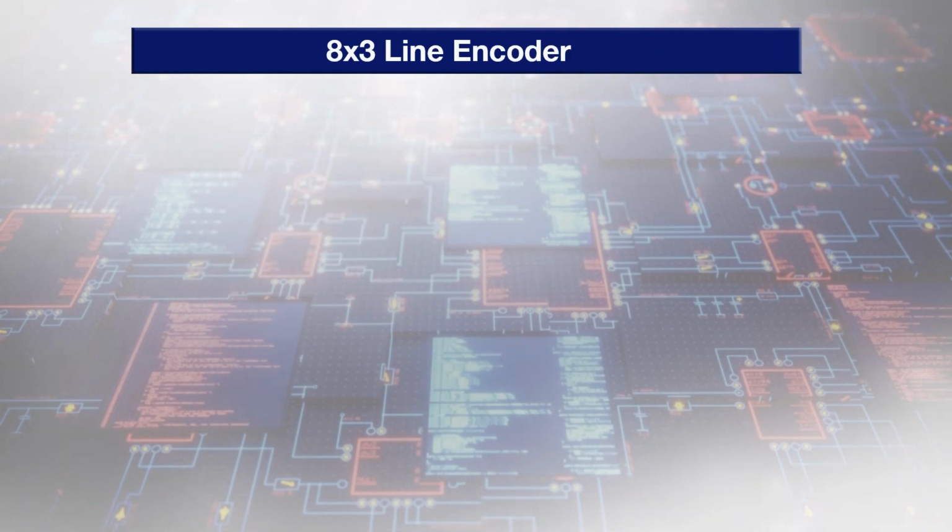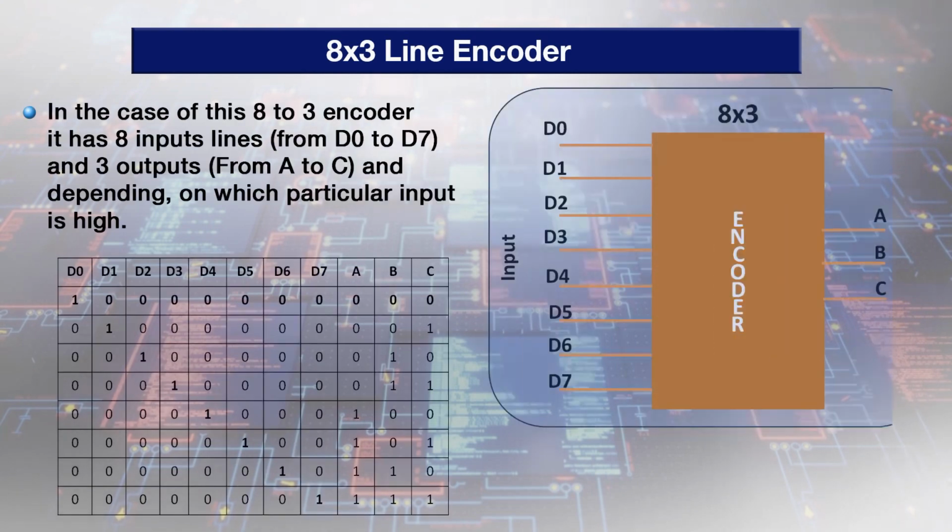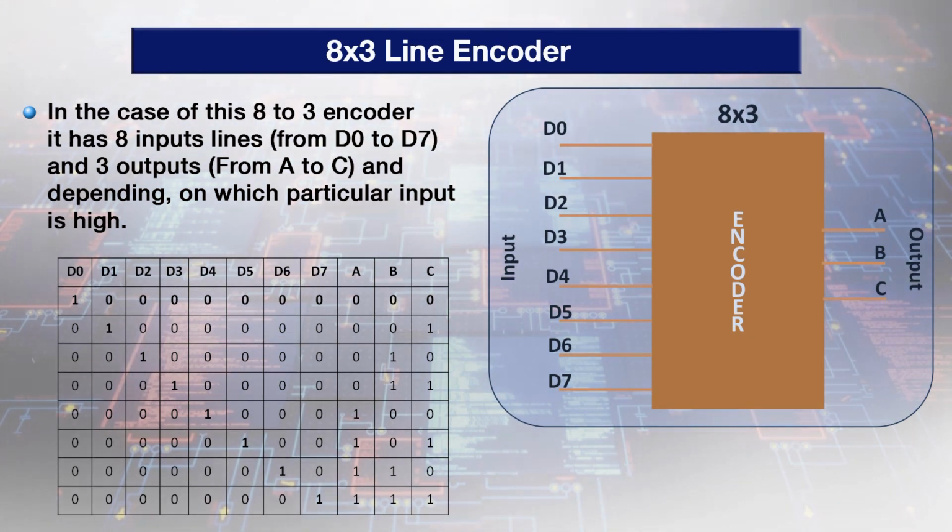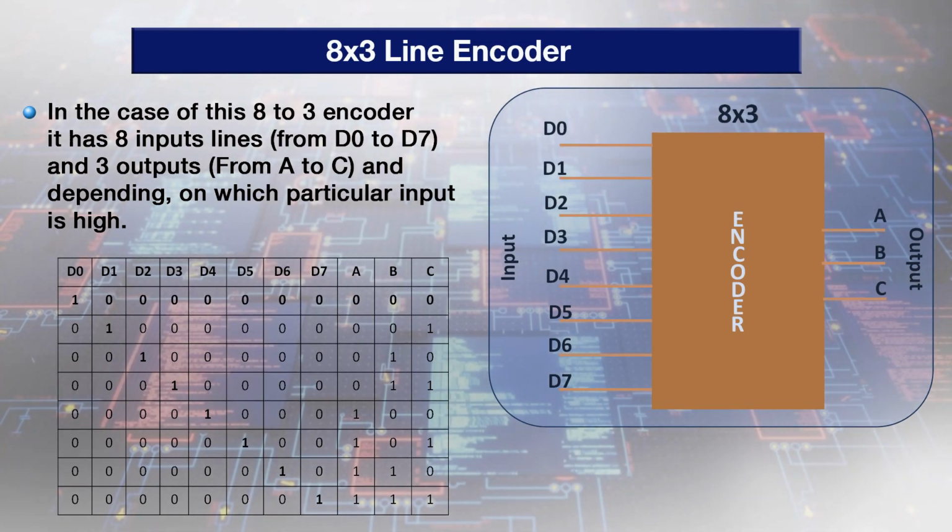Similarly, now let us see the 8-line to 3-line encoder. In the case of the 8 to 3 encoder, it has 8 input lines starting from D0 to D7 and 3 output lines starting from A to C, and depending on which particular input is high, we get a specific 3-bit code at the output. So, here is the truth table of the 8-line to 3-line encoder.